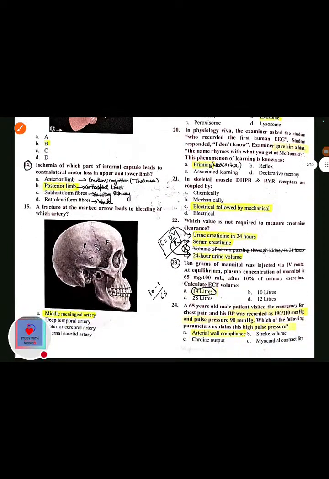Ischemia of which part of the internal capsule leads to contralateral motor loss in upper and lower limb? Contralateral motor loss in upper and lower limb: the corticospinal tract, posterior limb.